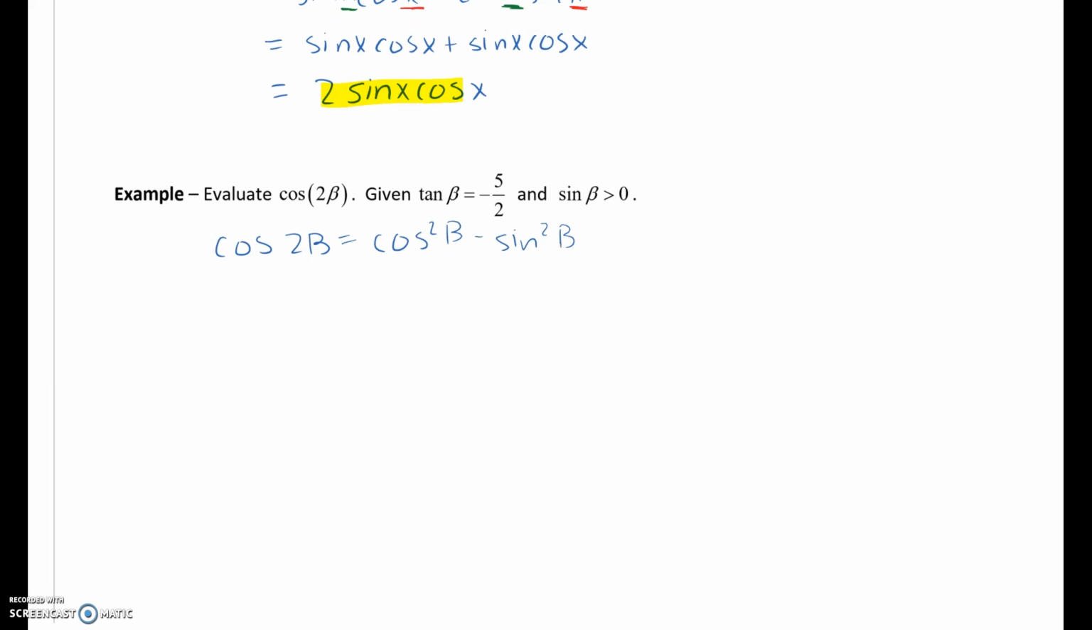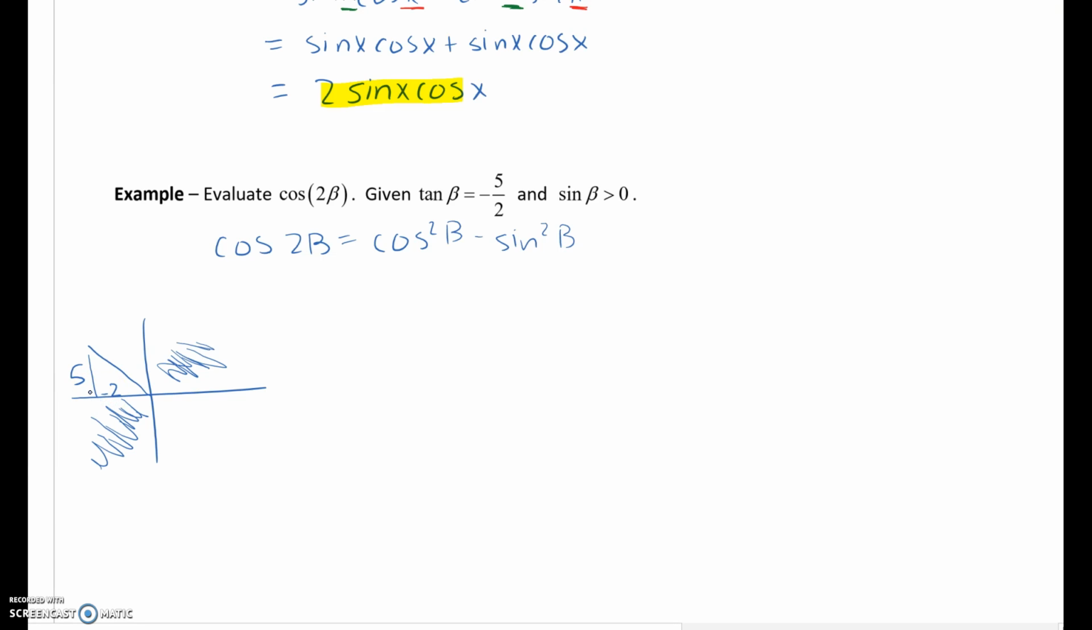I know the tangent, so I'm going to come over here and draw a triangle, because if you know a ratio, you want to have a triangle for it. Tangent is negative. Okay, so if tangent's negative, we're not in this quadrant, and we're not in this quadrant, right? And then sine is positive, so we must be in the second quadrant, because sine is positive. Tangent is opposite, which is 5, over adjacent, which is 2. One of those has to be negative. Since we're in the second quadrant, your x value is going to be negative.